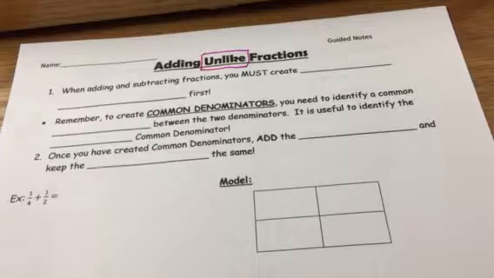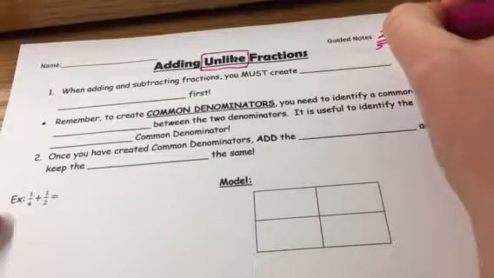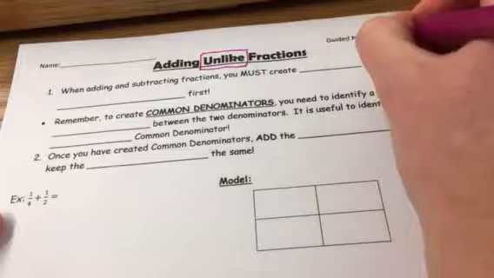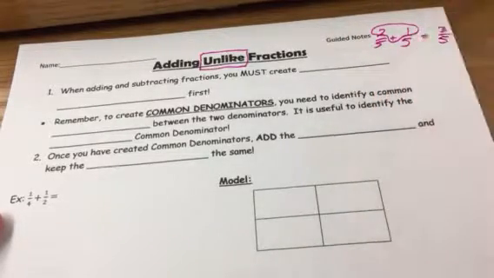So toward the end of last week, we talked about adding like fractions, such as 2/5 plus 1/5. And this was really easy. All we needed to do was to add up our numerators. So this would give us 3/5, and our denominators stayed the same.